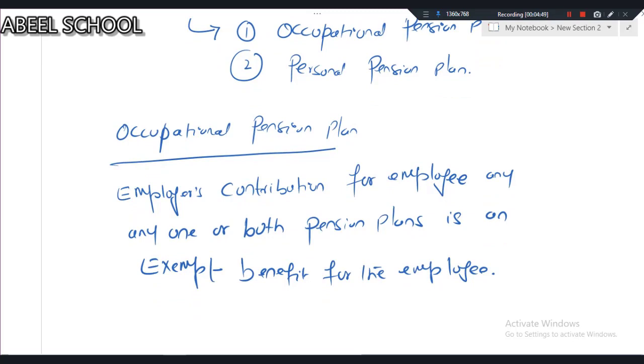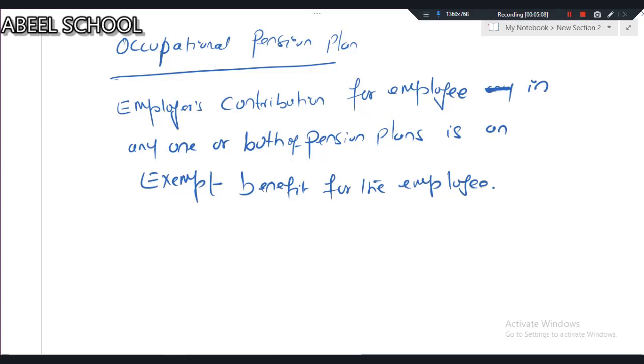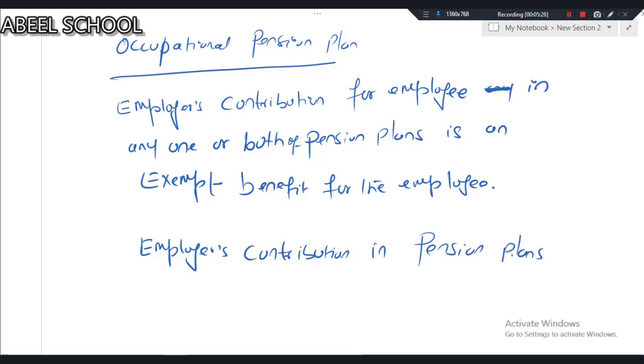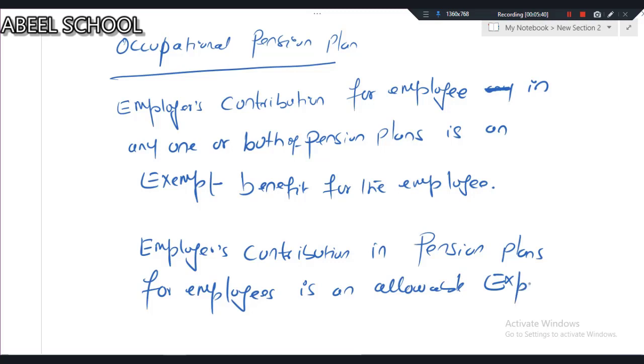Employer's contribution for employee or for employees in any one or both of the pension plans is an exempt benefit for the employee. Employer's contribution in pension plans for employees is an allowable expense. Allowable expense means while calculating, let's say, trading income for the entire business, this contribution of the employer will be deducted.